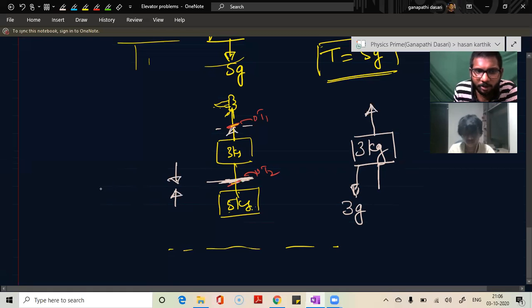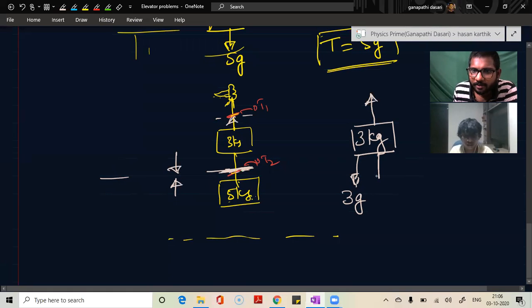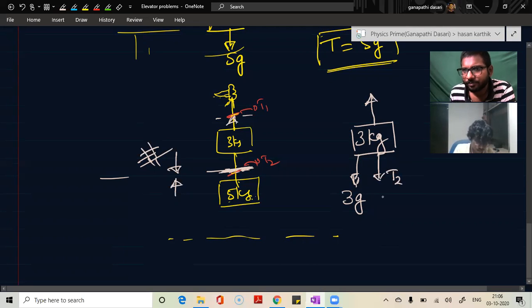You got it or not? I told you to cut. This string will be pulling the 3 kg upwards, and that string will be pulling the 3 kg downwards. You understood the importance of this cut and pull method now? Now this will be T2, and this will be T1. Got it?